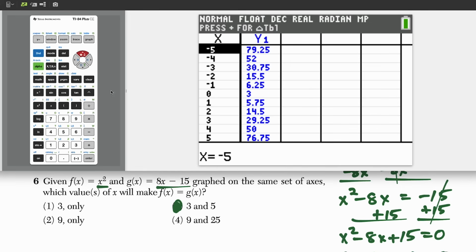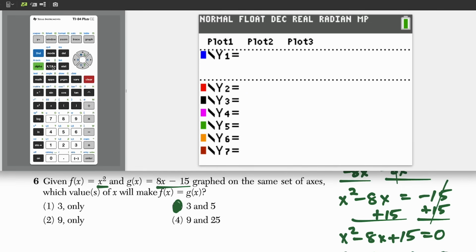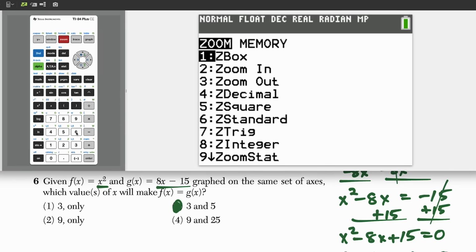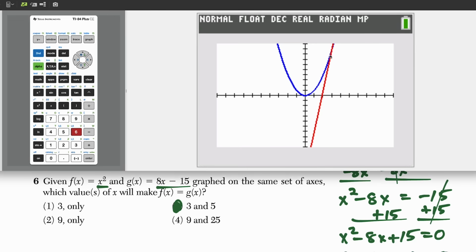But of course, for something like this, you could just go to the y equals and type in both functions. So we have f of x equals x squared, and g of x equals 8x minus 15. So we type this in. I'll press zoom 6 to put the graph back to normal here. And this could be hard to see. That's why this question maybe is a little tricky.